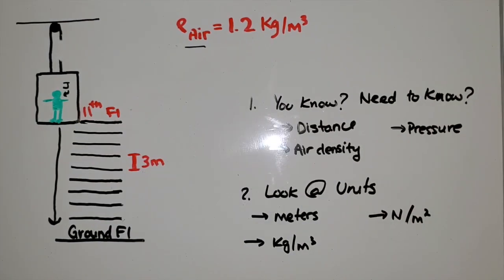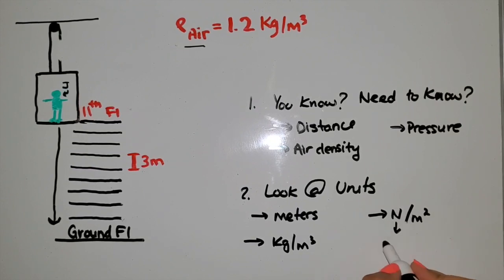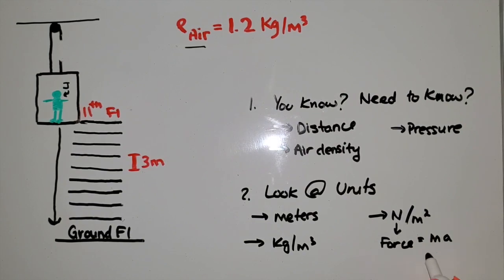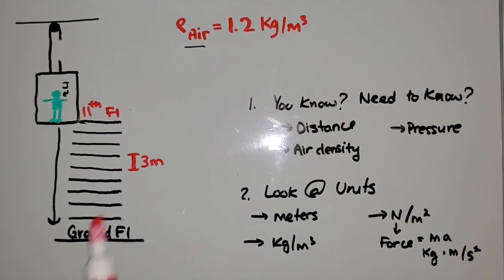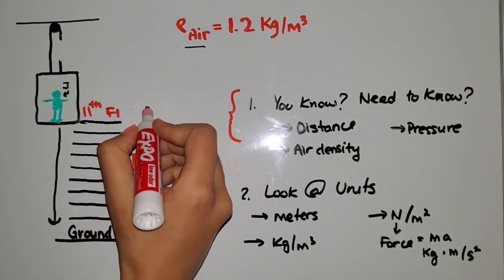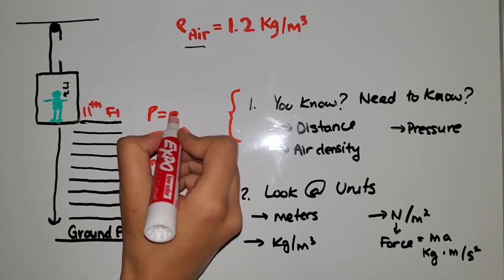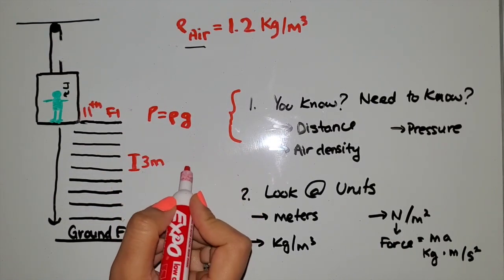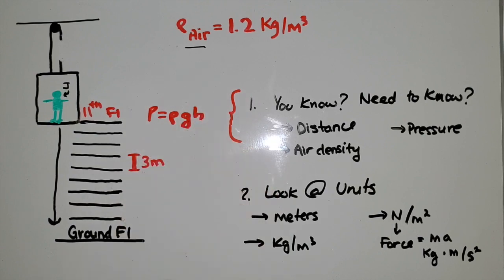Now, we should be familiar with the fact that newtons is the unit for force, which equals mass times acceleration. Putting that in terms of units, that's kilograms times meters per second squared. If you have your equations memorized well, by looking at what you have and what you need to find, you will know that the equation is pressure equals density times gravitational acceleration times the height. But let's say you don't remember the equation. There's no need to panic. You can simply look at your units and figure out the equation on your own.